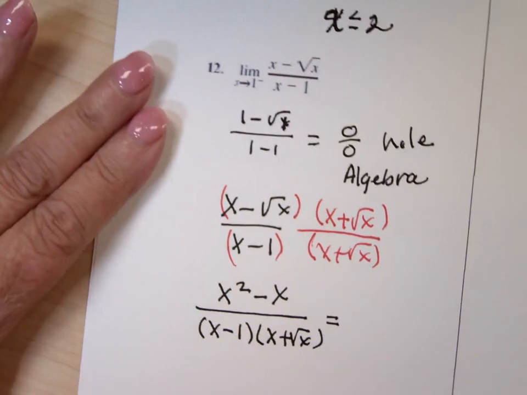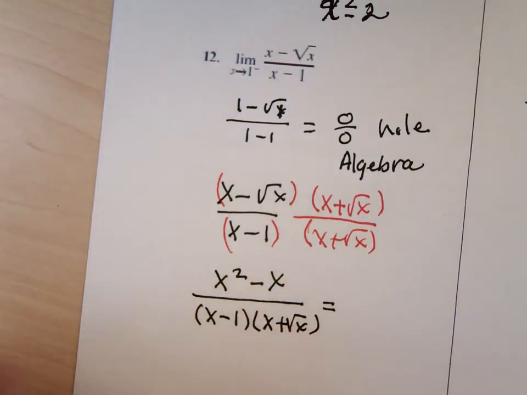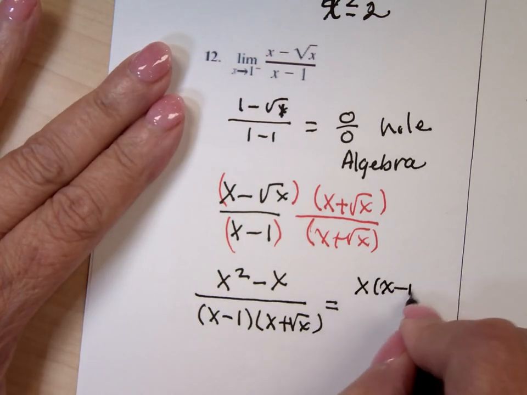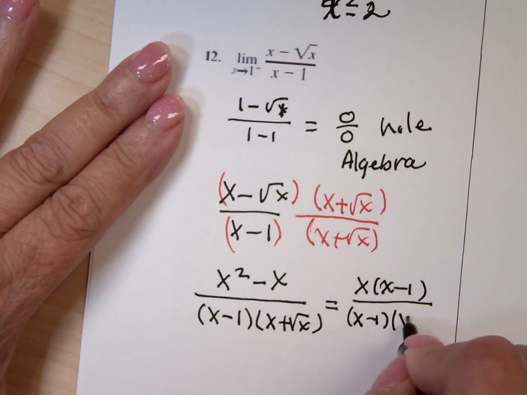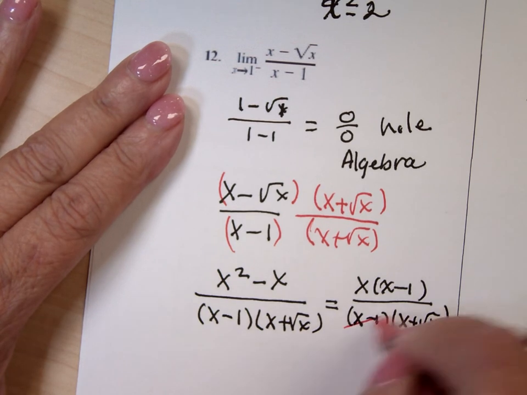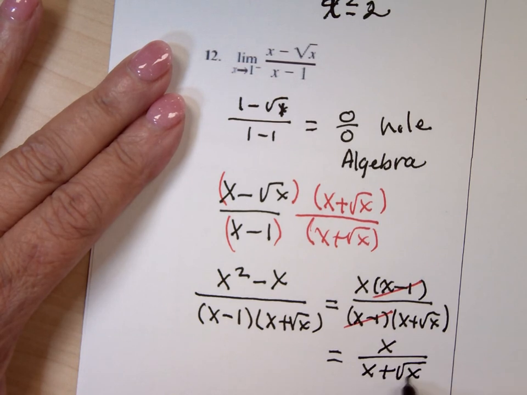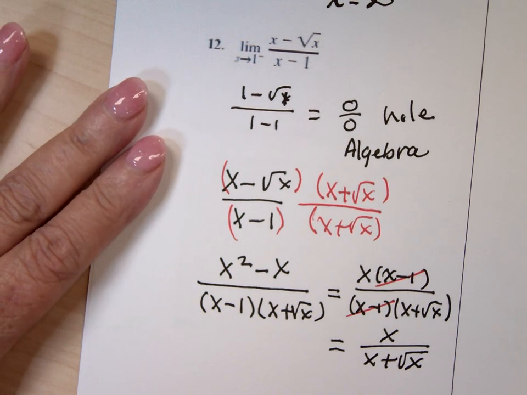Now what do I do? Factor out an x in the numerator. There's x minus 1. That's the sucker that's going to go. So the x minus 1's go. This is x over x plus the square root of x. And that's what I'm going to take the limit of.